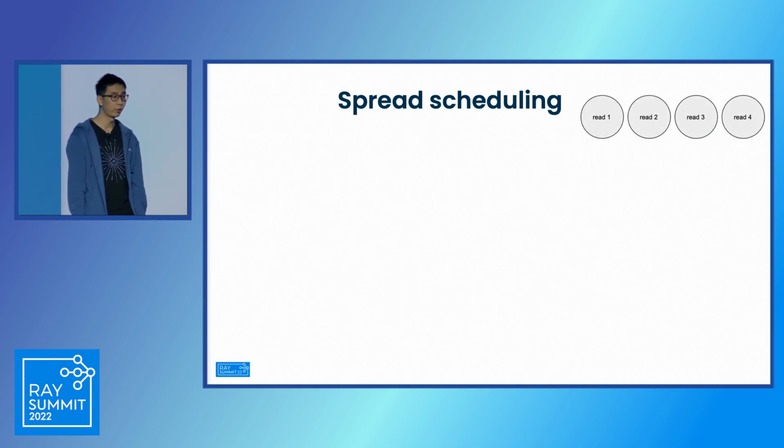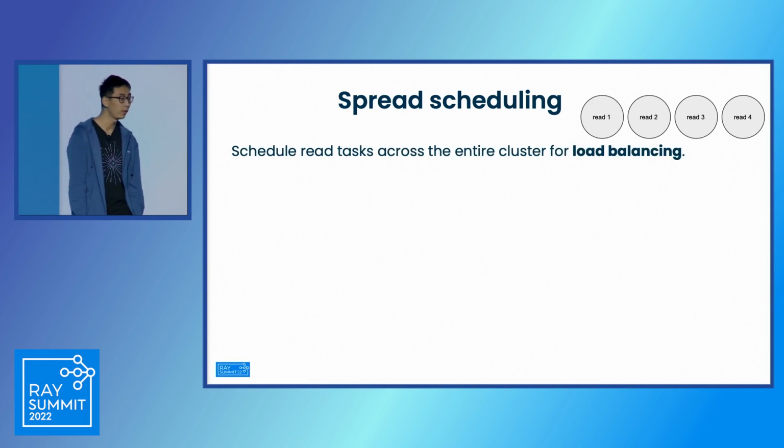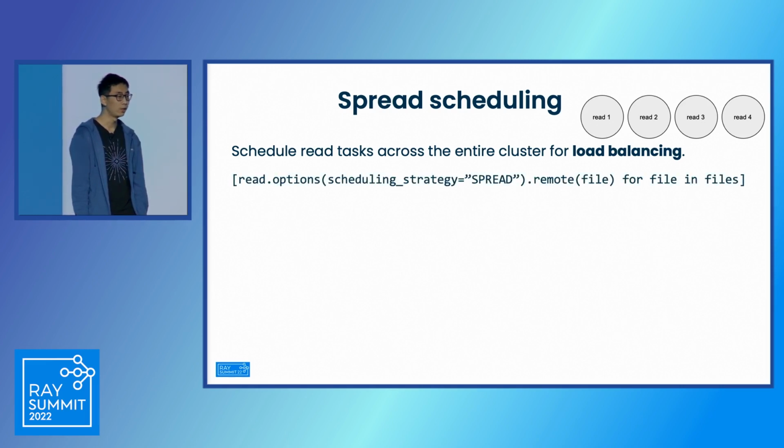Say here we have 4 read tasks that need to be scheduled. In order to achieve load balancing, we want to spread these read tasks across the entire cluster, so each node loads an equal amount of shuffle data. This is how you can do it in code, by specifying the spread scheduling strategy when submitting your read tasks.